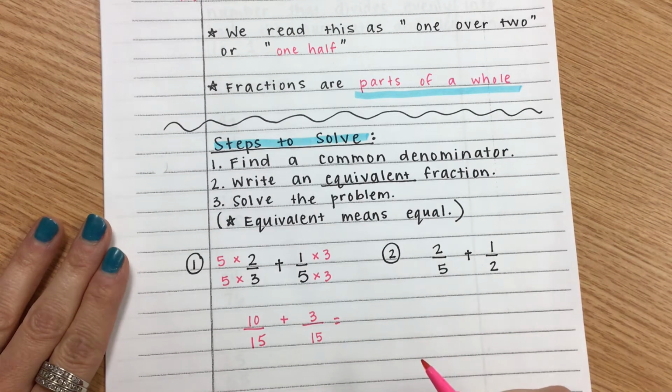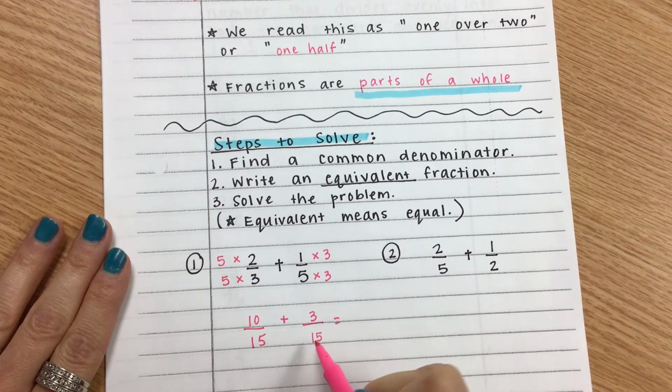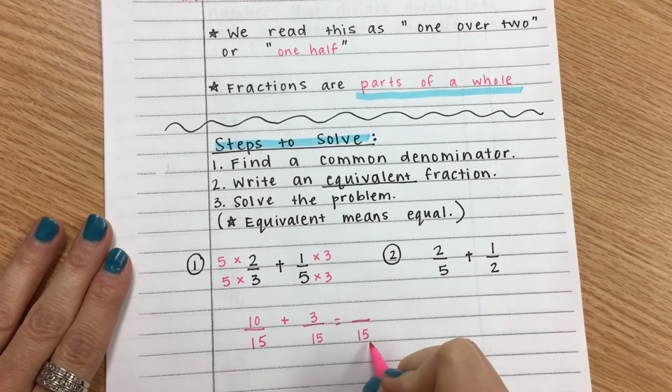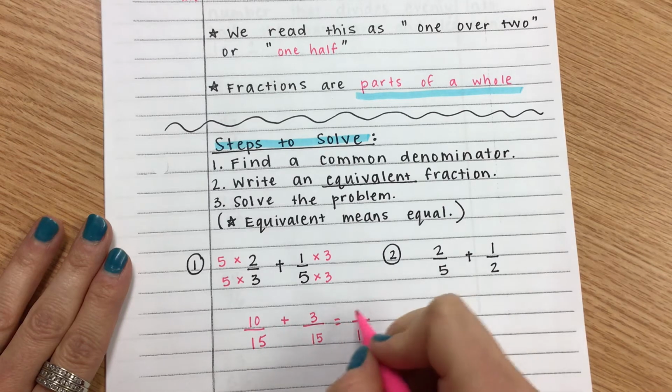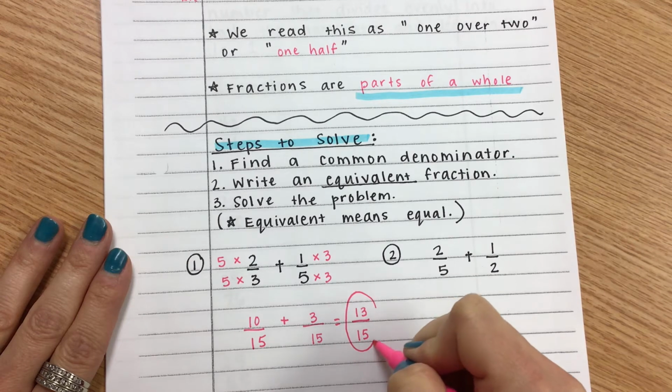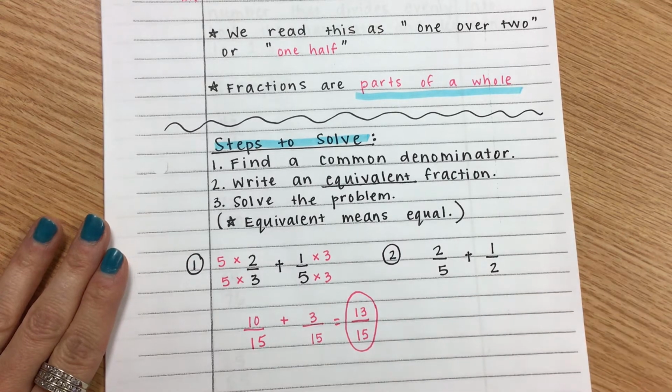So now I just have to solve. I leave my denominator alone. It's going to just remain a 15. And now I just add my numerators. 10 plus 3 is 13. So my answer is 13 over 15.